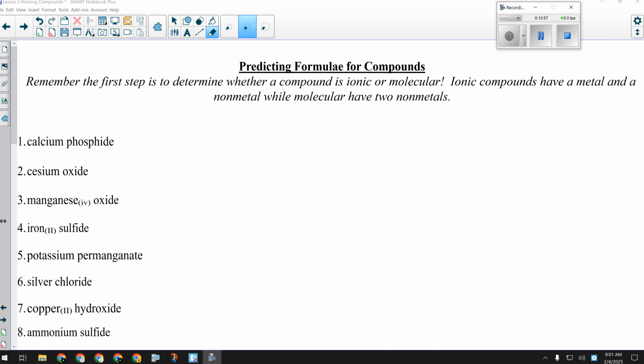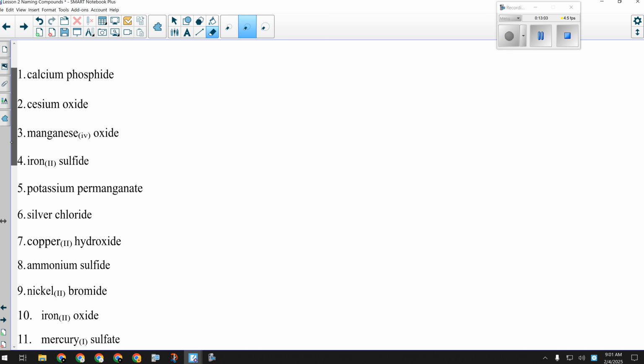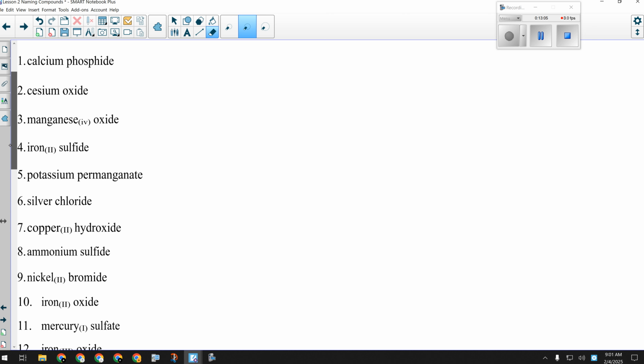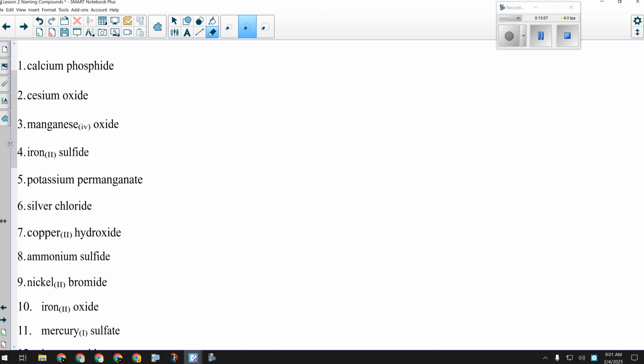All right, so if you have the workbook, you can find this page here. This is what we were just working on Friday, where you have the names and you're going to the formulas. I'm just going to circle a few here that I would like you to try for right now. You can always go back and try as many as you want.